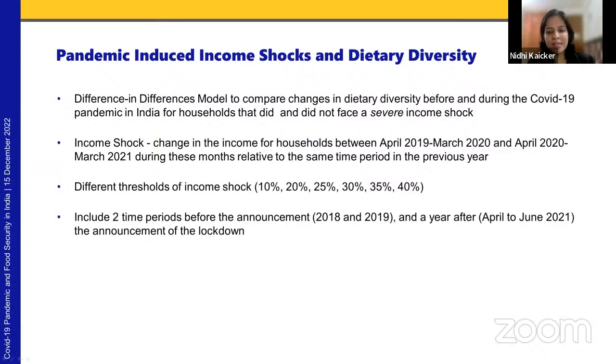The DID assesses the impact of income shocks, which is induced by the nationwide lockdowns to contain the spread of COVID-19 infections, on composition of diets. And to fulfill the assumption of parallel trends, we include 2 time periods before the announcement, that is 2018 and 2019, and a year after the announcement of the lockdown.